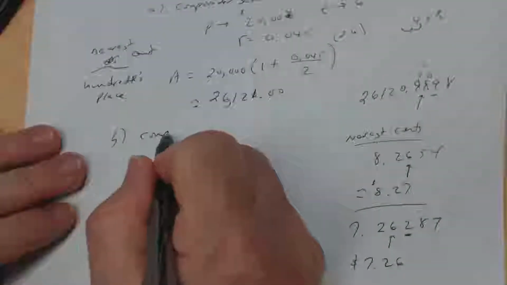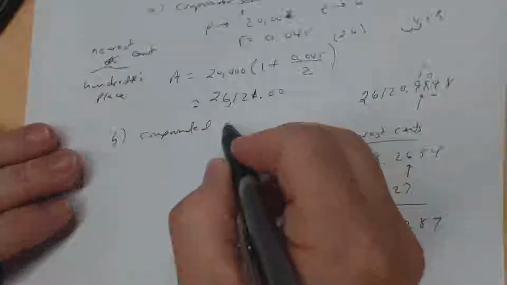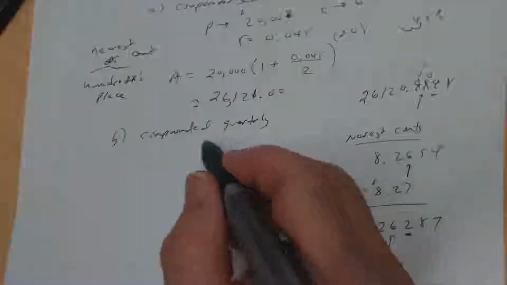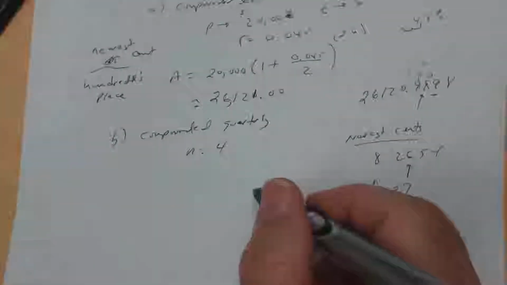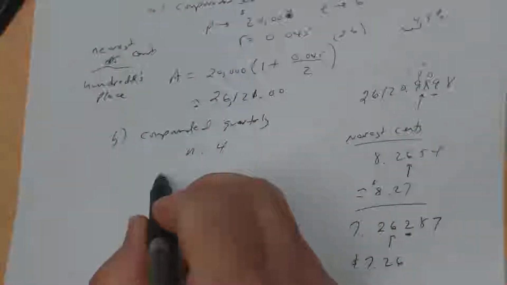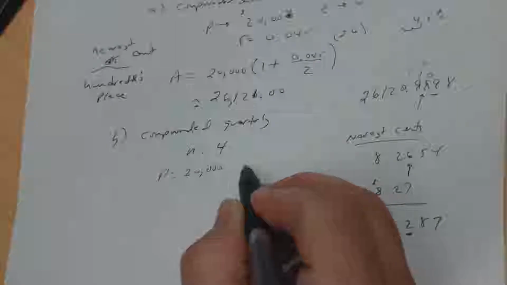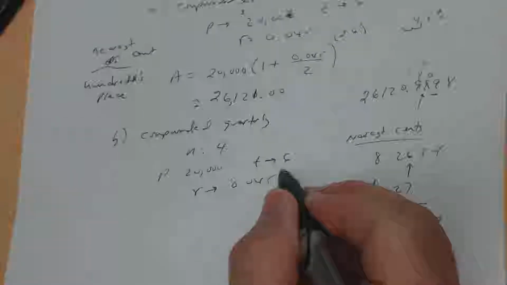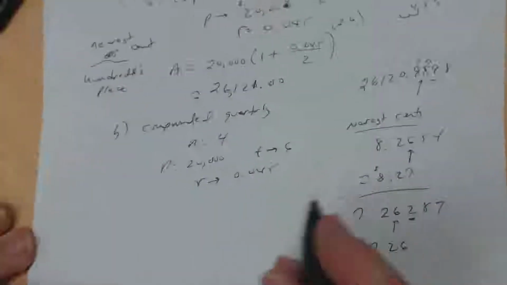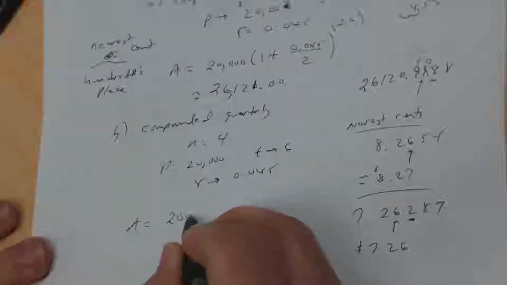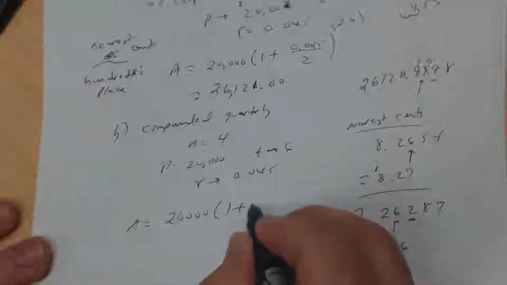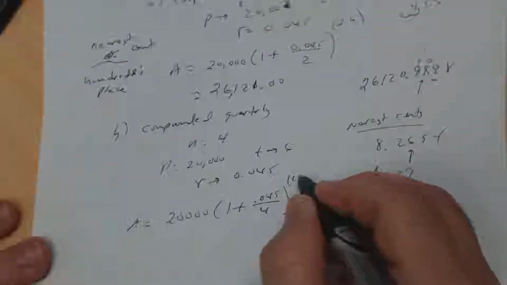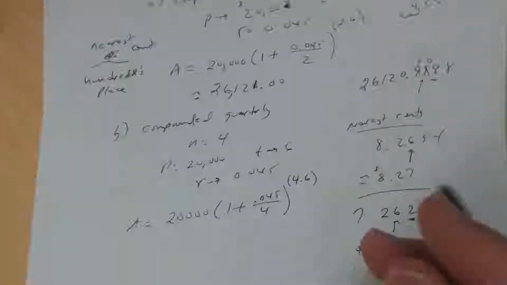Let's suppose it's being compounded quarterly. So in this case, N is 4, so every 3 months. Everything else stays the same. So P is 20,000, T is 6, and R is 0.045. So we're going to get A equals 20,000 times 1 plus R, 0.045, divided by N, which is 4, and then raised to the 4 times 6 power, or 24.